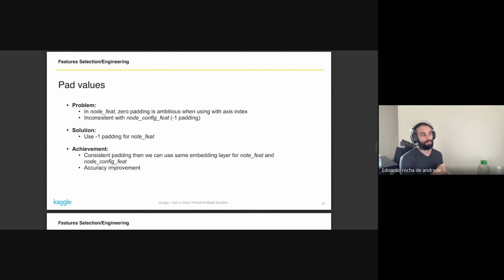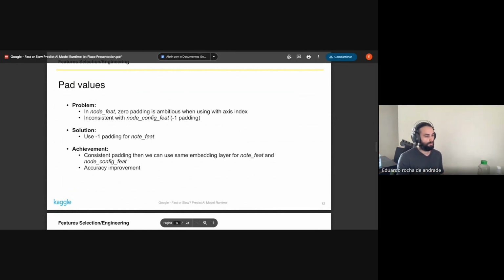And we also noticed that the same kind of features for the config feeds were -1 padded, which made it kind of inconsistent between the two. So we regenerated all the node feeds to be -1 padded, similarly to the node config feeds. And this also allows us to use the same embedding matrix for both, which improved things a bit.